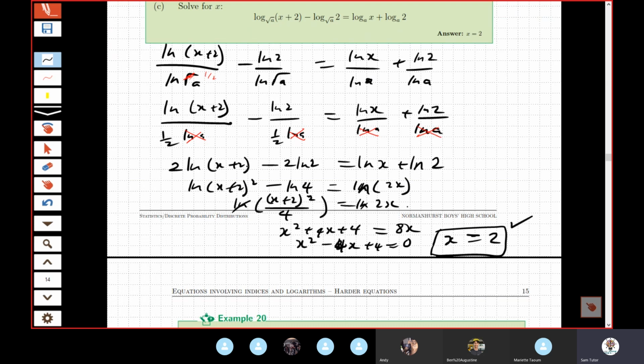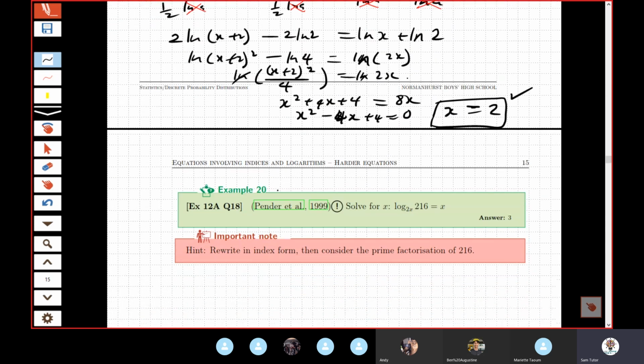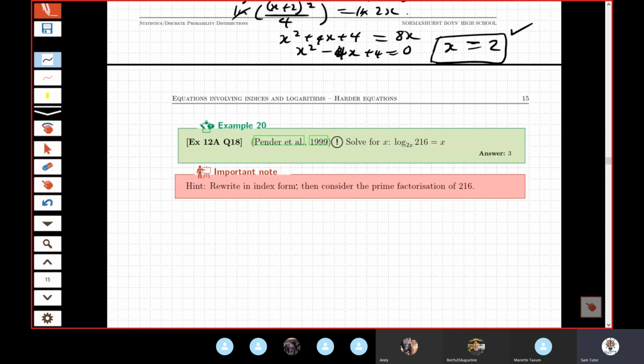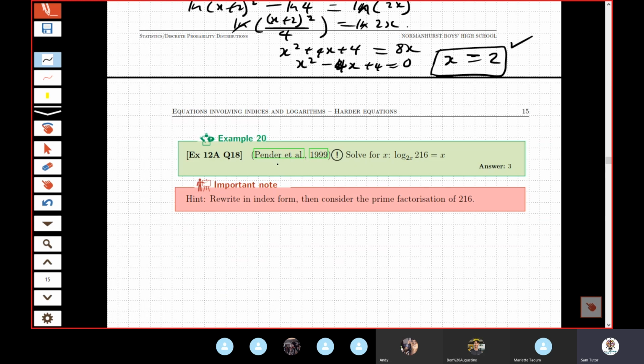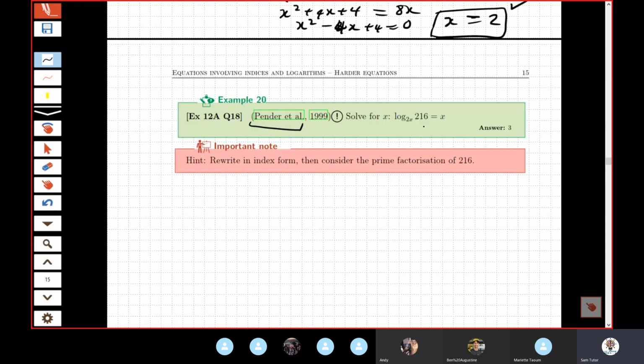Okay. Let's look at this one, which looks like it came from a book, probably a university style book. Anyways, solve for x: log base 2x of 216 equals x. All right, here we go. Let's see how we're going to do this. Exclamation mark usually means really, really hard.